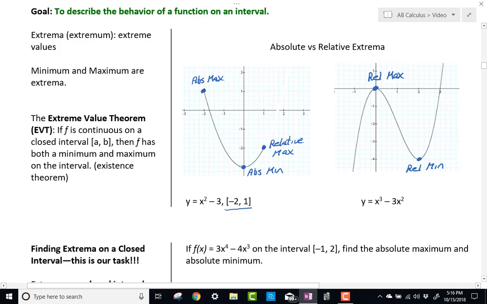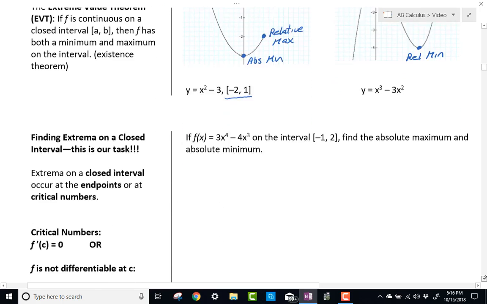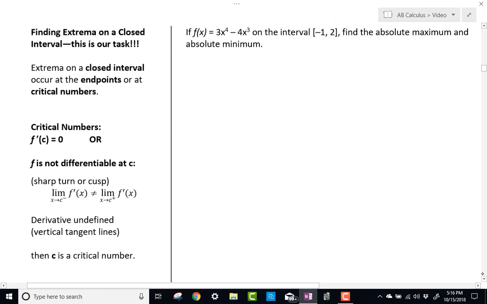This parabola has a max and it has a min on the closed interval -2 to 1. If I took off that interval, this parabola would not have an absolute max. It would have an absolute min, but it would not have an absolute max. So when we say that f has a minimum and a maximum on the interval, we're really saying an absolute min and an absolute max on that interval. Okay? So let's talk about how we do this.